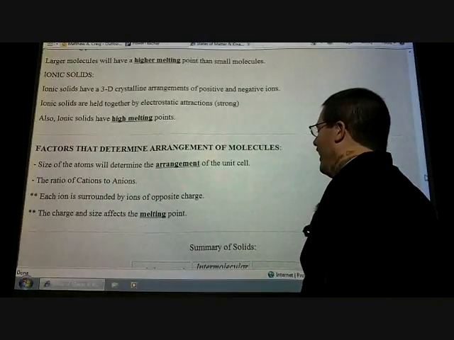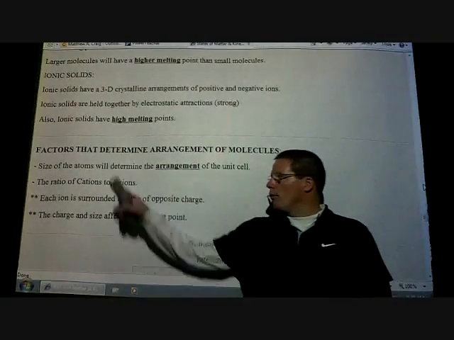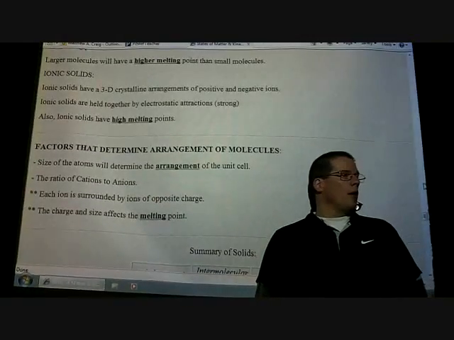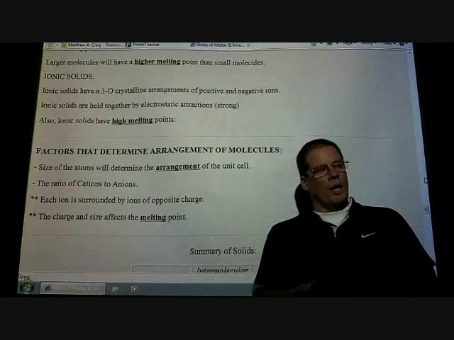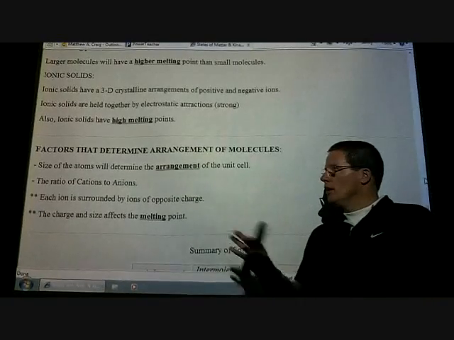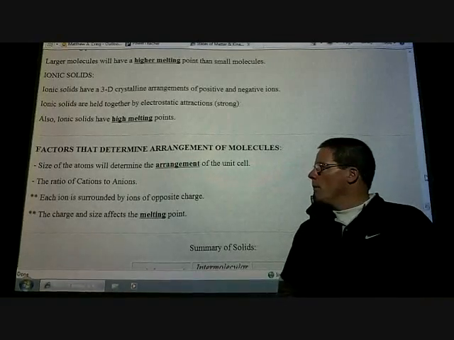Factors that determine the arrangement of molecules. There's a couple factors here. The size of the atoms determines the arrangement of the unit cell, which, again, we're not going to talk about unit cells, but do know that size does affect the arrangement. That's all you really need to know.